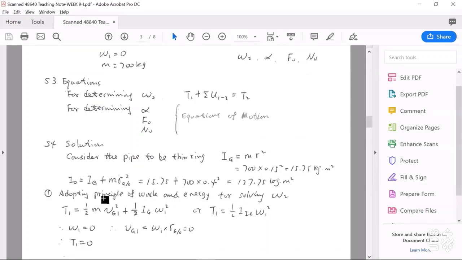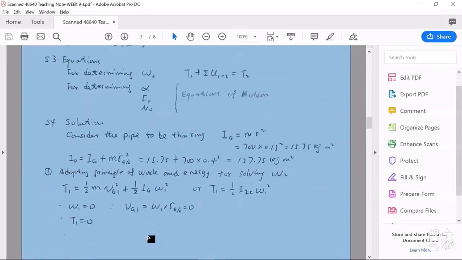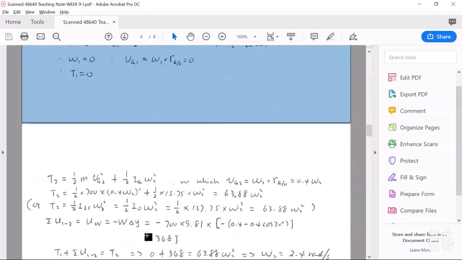Then we adopt the principle of work and energy. Initial kinetic energy T1 is this. This is the rotation, so we also can use this equation. They are actually the same. In initial position 1, because velocity is 0, T1 must be 0. Okay, now T2.